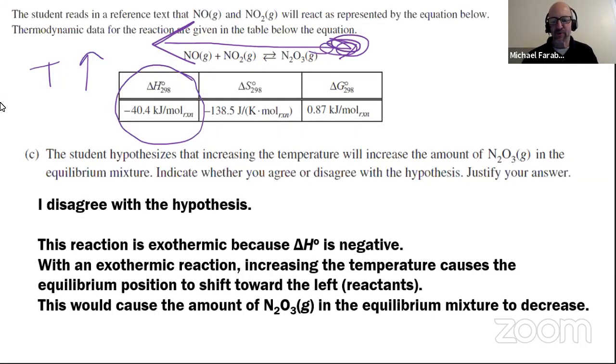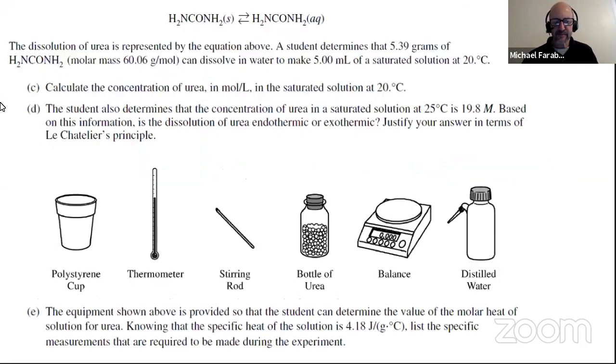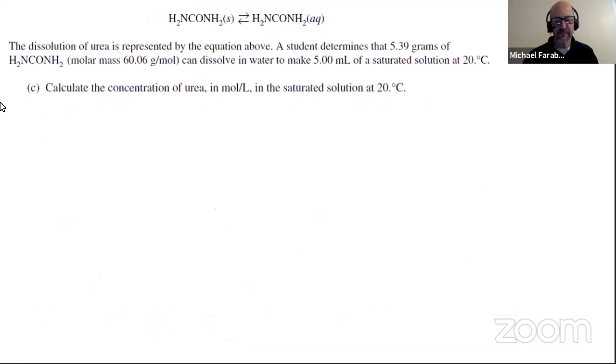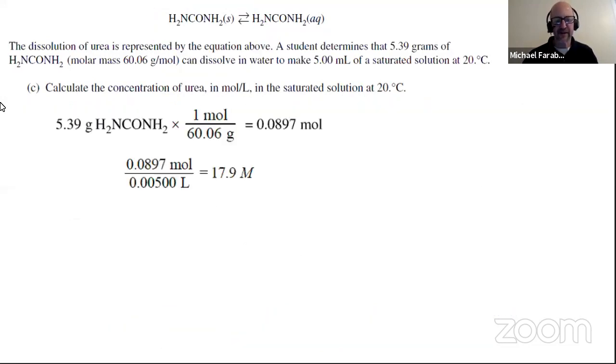All right, so some more practice problems. Here we have the dissolution of a chemical. This is called urea, and it's featured right up here. And it says, calculate the concentration of the urea. So we're given information about grams. We can definitely convert from grams to moles, and then moles divided by volume in liters. So that problem gives us 17.9 moles per liter.